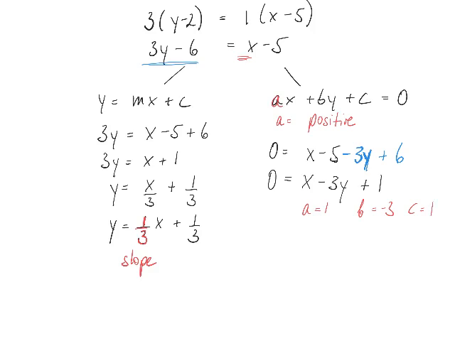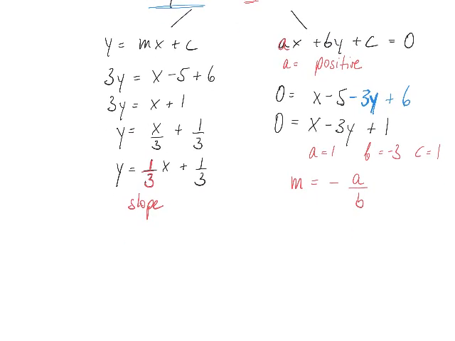Okay, so we can also read the slope from this form of the equation. The way we would get the slope here is m equals minus a over b. That would be the number in front of the x over the number in front of the y. So let's fill it in for our equation. m equals minus, so we said a is 1 and b is minus 3. So the minus and the minus becomes a plus, so m equals 1/3, same as on the other side.